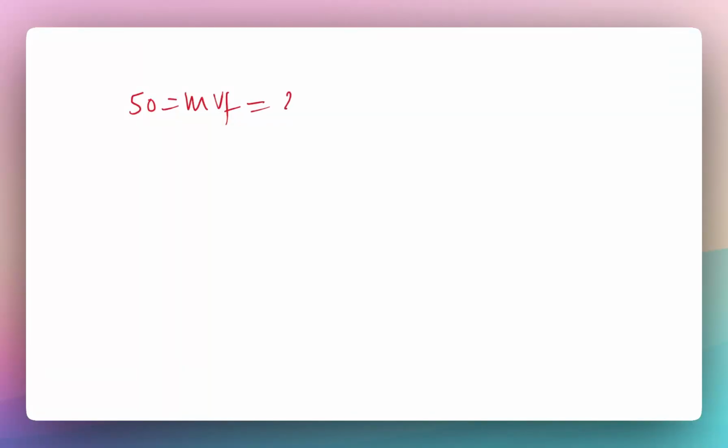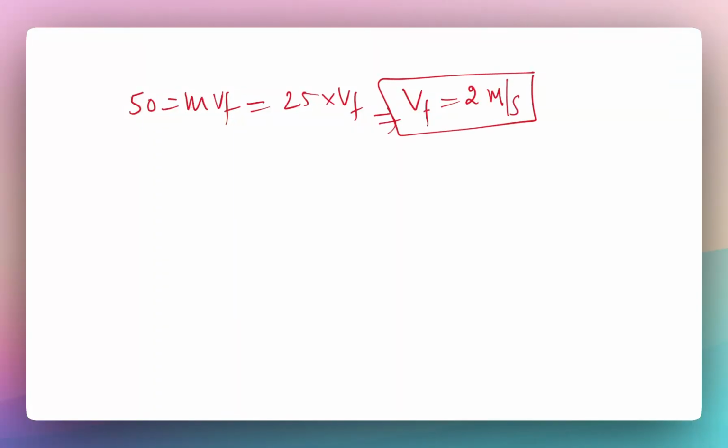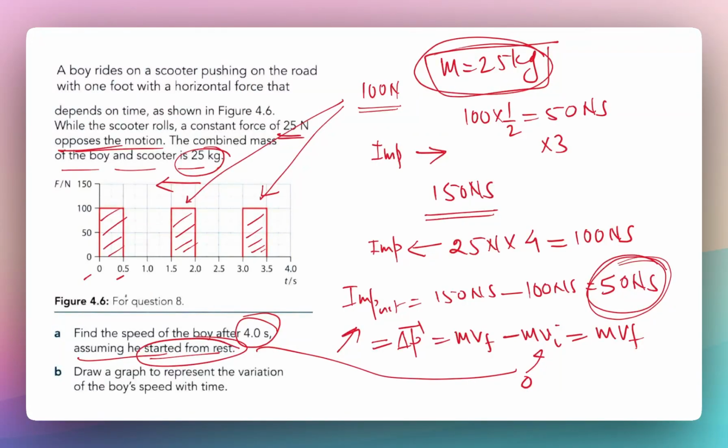So that's now very simple. 25 into V final, and the V final is going to be equal to 50 by 25. That's going to be 2 meter per second. Okay, so that's the final velocity of the boy. And we did this by finding the net impulse, one acting towards the right, one acting towards the left.